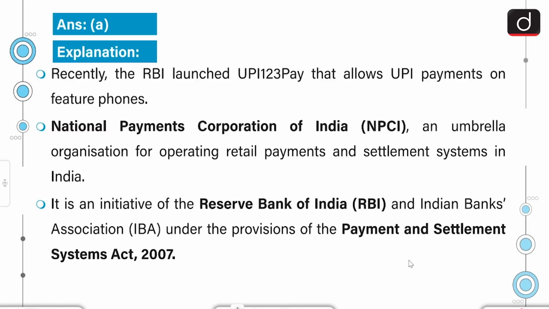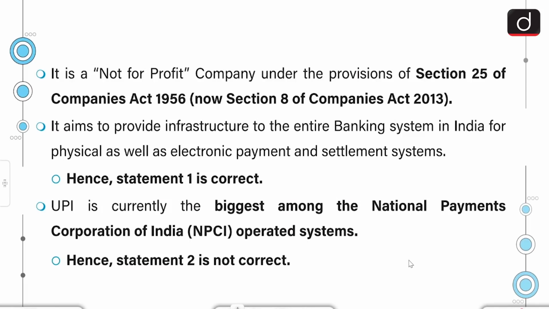Recently, the RBI launched UPI 123 Pay that allows UPI payments on feature phones. NPCI is an umbrella organization for operating retail payment and settlement systems in India, and it is an initiative of the RBI and Indian Banks Association under the provisions of the Payment and Settlement Systems Act of 2007. It is a not-for-profit company under the provision of Section 25 of Companies Act 1956, now Section 8 of Companies Act 2013. It aims to provide infrastructure to the entire banking system in India for physical as well as electronic payment and settlement systems.